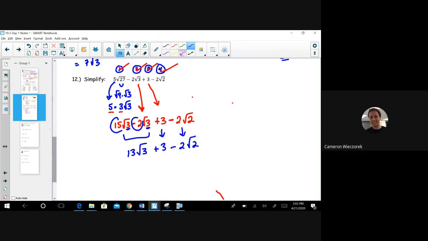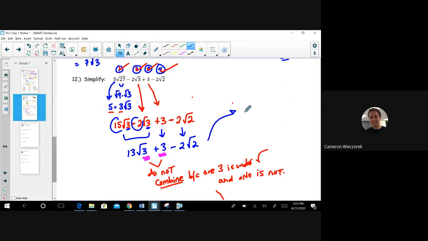Now I want to point out something. This 3 is outside the radical. This 3 is inside the radical. These do not combine together. Do not combine. I'm going to make a note of that. I would suggest that you make note of that as well. They do not combine because 3 is under the rad, and the other is not. They have to be under the radical if you want to add the coefficients in front. So unfortunately, that's about all we can do with this problem.